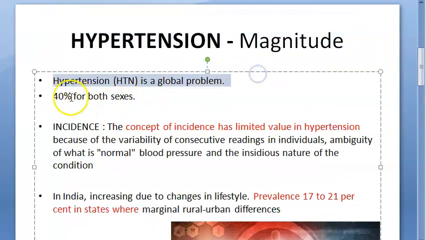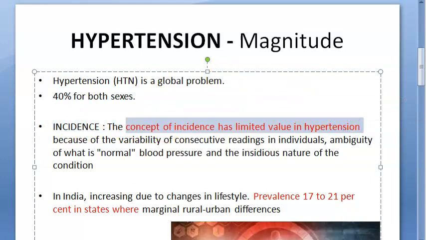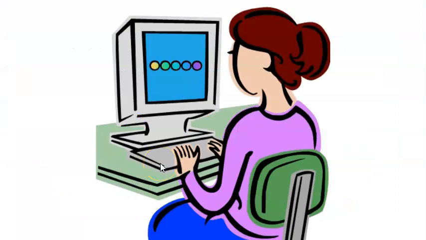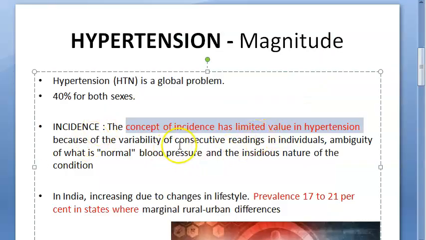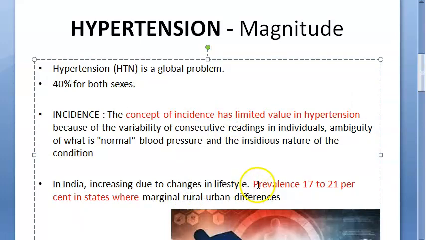It's a global problem, hypertension, right? And it is there in both the sexes, almost 40%, especially in upper middle income countries. The concept of incidence has limited value in hypertension because the values vary every time you measure blood pressure. Nobody knows exactly what a normal blood pressure is, and it is very insidious and very slow in onset. So you cannot say there are so many new cases of hypertension. That is why they have prevalence.